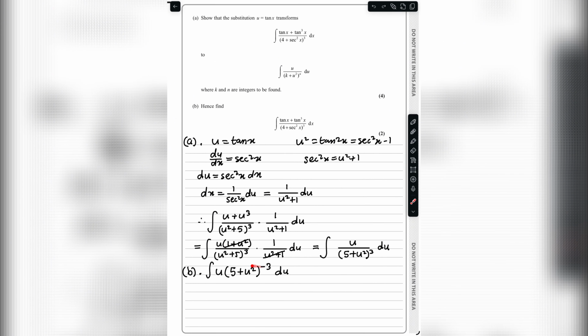So hopefully you will notice that you can use the reverse chain rule. So if I state that y equals 5 plus u squared to the power of minus 2, and I differentiate this with respect to x, I need to multiply the coefficient of my bracket by the power that my bracket has been raised to. So I have minus 2 multiplied by 5 plus u squared to the power of minus 3, and then I need to multiply that by the derivative of my brackets, which is just 2u.